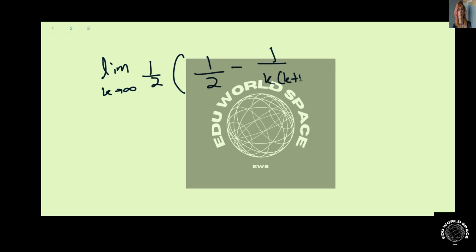We have the limit, k goes to infinity, 1/2, and then we had our first term, which was 1/2, and then we had the last term. Now you let k go to infinity, so this is just 1/2 times 1/2, because this term here goes to 0 in the limit, and we get 1/4. So the series converges. We telescoped, and it converged to 1/4, and that's our final answer.